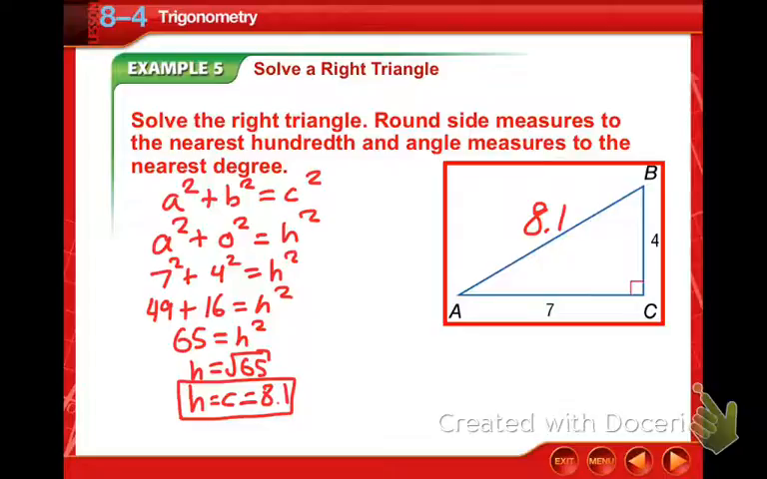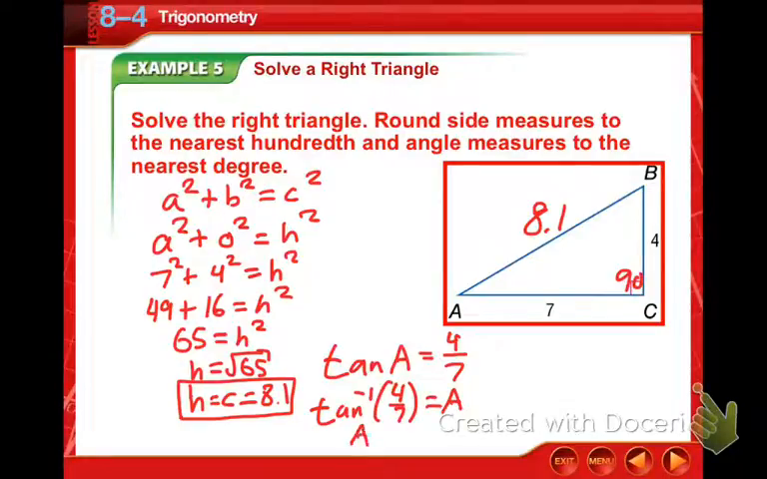Now we need the other two angles. We know one is 90 because it's a right triangle. So we got 90 down here to start. We need to find the other two. So first off, we can use tangent of A. Let's find A first. Equal to our opposite, which would be 4 here, over the adjacent, which ironically actually lines up with what I did earlier. I didn't do that on purpose. So tangent inverse of 4 over 7 is equal to A, and A comes out to be an angle of 29.7 degrees.